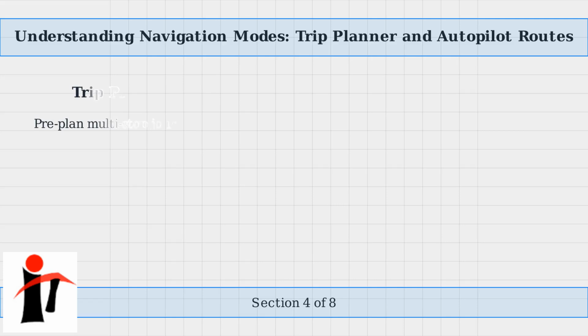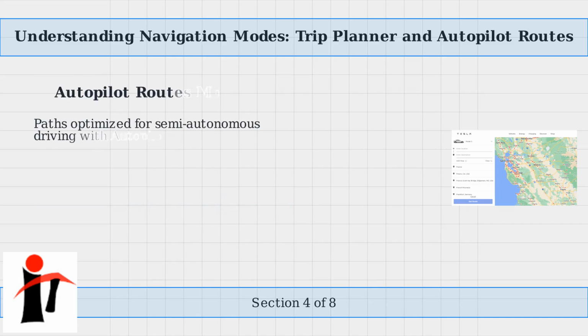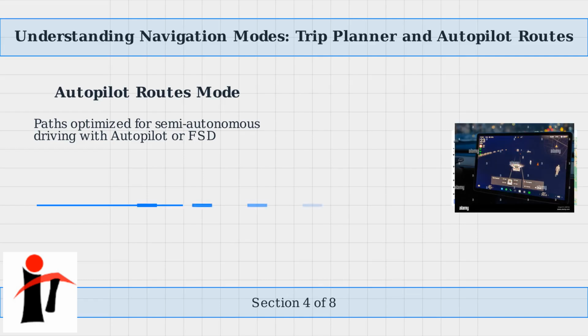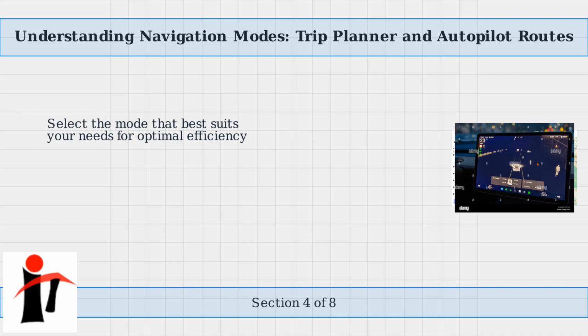Tesla Navigation includes specialized modes to enhance your driving experience. Trip Planner allows you to pre-plan journeys with multiple stops, automatically including charging breaks at Superchargers to ensure you never run out of battery. Autopilot Routes mode suggests paths specifically optimized for semi-autonomous driving. When using Autopilot or Full Self-Driving features, this mode provides routes with smoother lane changes and turn guidance to maximize the system's effectiveness.